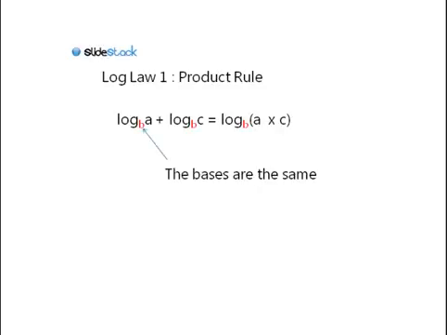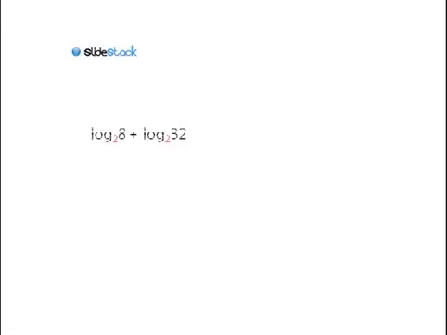In this example, we have log base 2 of 8 plus log base 2 of 32. Following the product rule, it equals log base 2 of 8 times 32, which equals log base 2 of 256. Let's move on to the next property.